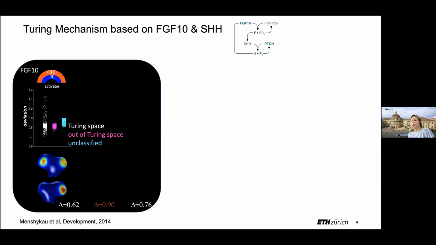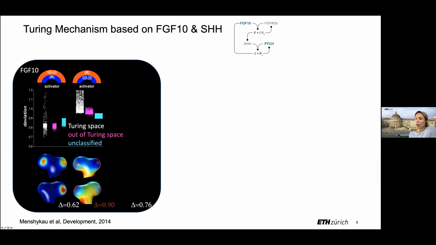So then we tested that in more detail. In the lung, this ligand, FGF10, is expressed in the surrounding structure, the so-called mesenchyme, and the receptor is here on that epithelial tube. When you screen for parameters, we're getting a perfect match, as I just said. Now, if you invert the distribution, so the receptor is now in the mesenchyme and the ligand is produced in the epithelium, you wouldn't get a match.